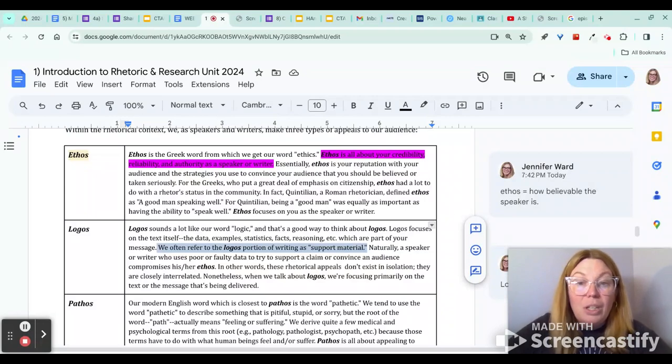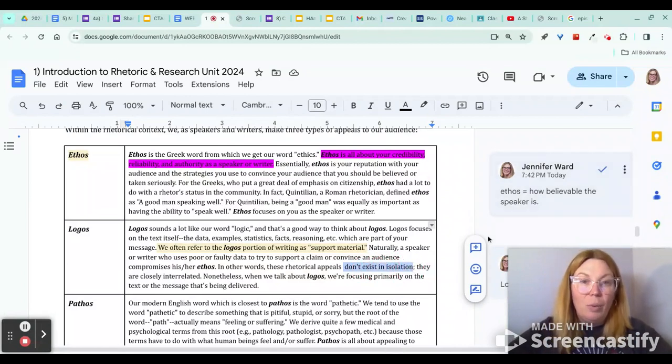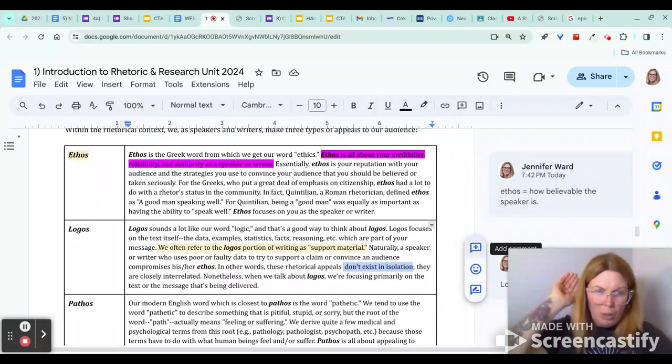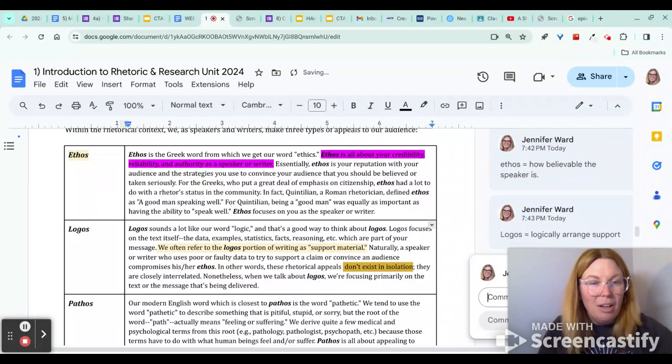In other words, these rhetorical appeals don't exist in isolation. Oh, I love this. Because so oftentimes, students and young writers want to talk about like, this is an appeal to just logos, or this is an appeal to ethos. And it kind of doesn't work that way. You have to have all three of these things at once. They kind of dance together, right?